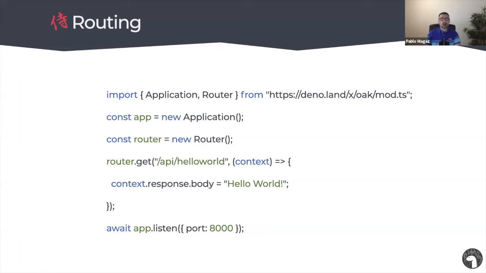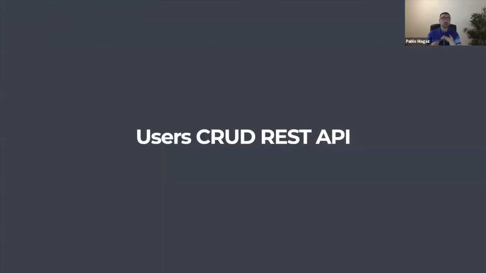Okay, so those are more or less the basic concepts around Oak. We have the application, we have the context, which is the very big object that we are going to use to get access to the request and answer to the request through the response. We have the middleware, and we have the router, which is in fact a middleware. So let's get started with the creation of our users CRUD REST API.